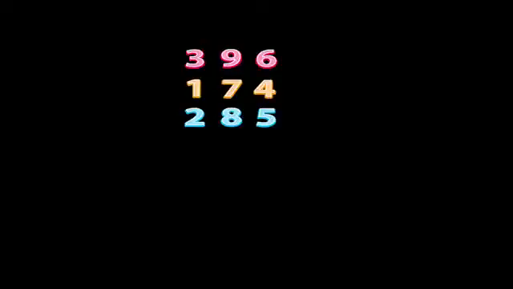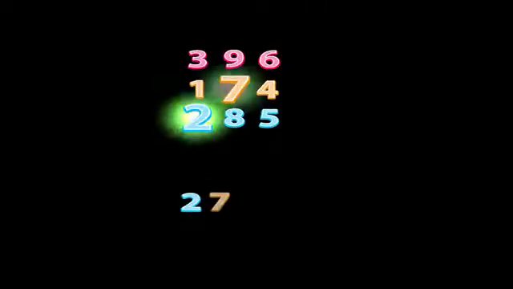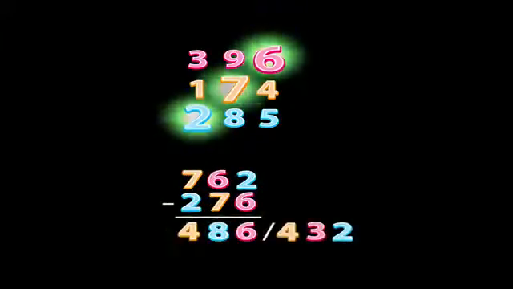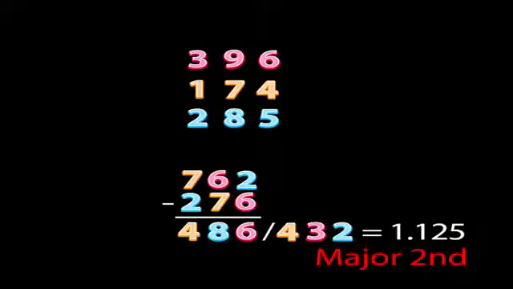So I wanted to see if I could continue witnessing what I was seeing with the other earlier experiments. So I then went with the 2, 7, and the 6 cross diagonal to the right, subtracted that from its shifted pair of 762, and I get 486. Divide that by the 432, and I get a major second.